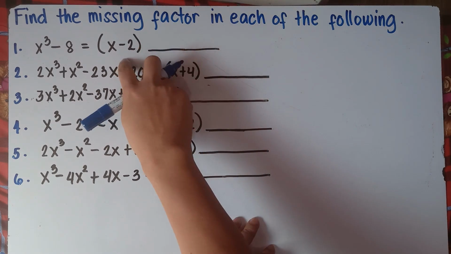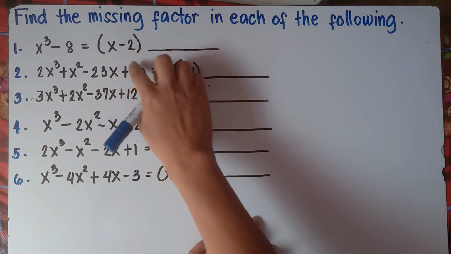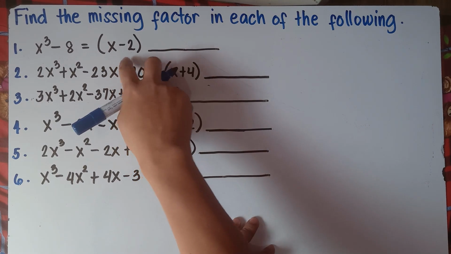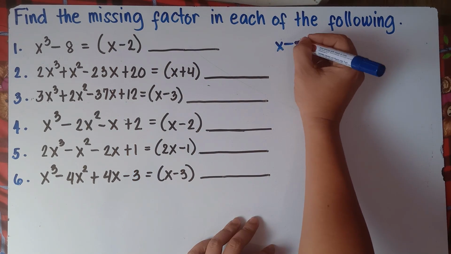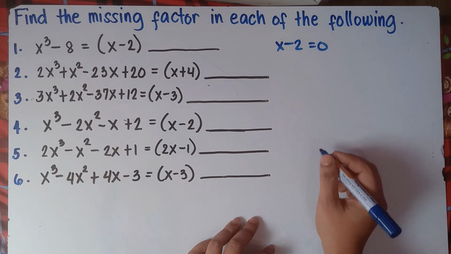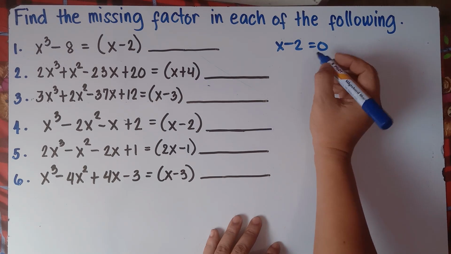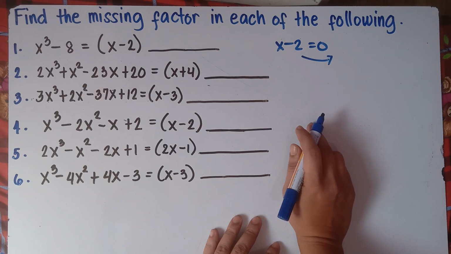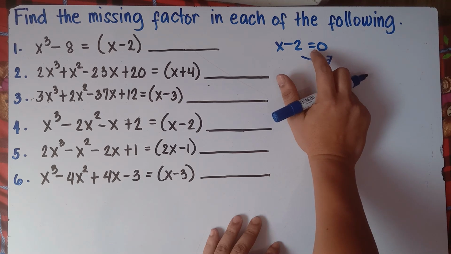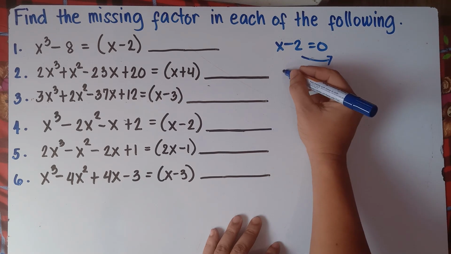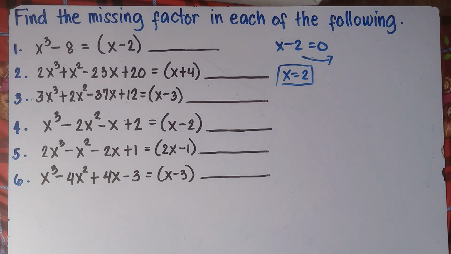So x minus 2, of course you need to get the value of x by equating your divisor to 0. So this will be x minus 2 equals 0. To find the value of x, simply transpose this negative 2 from left to right. And once you transfer it across the equal sign, you change the sign. This is negative, it will be positive 2. Alright, so our x is positive 2.